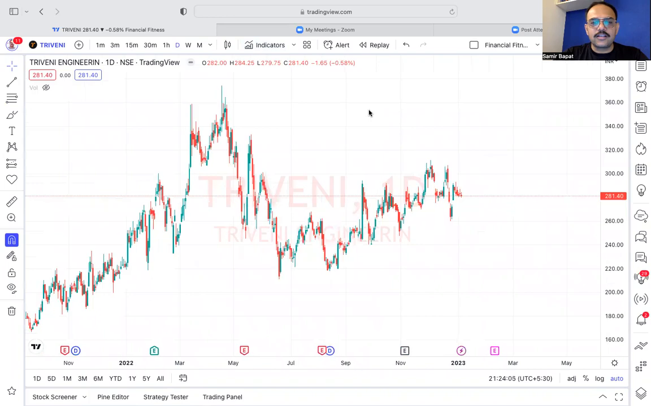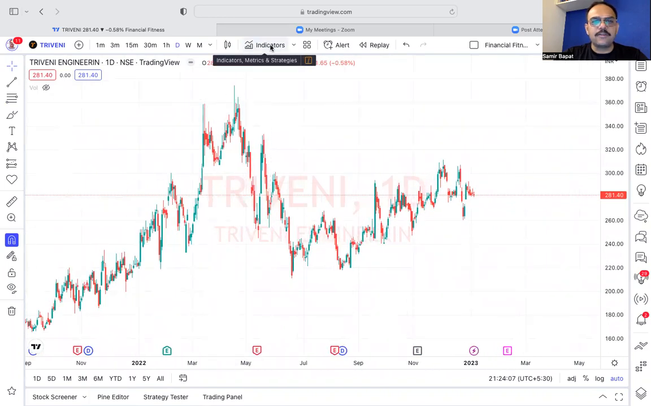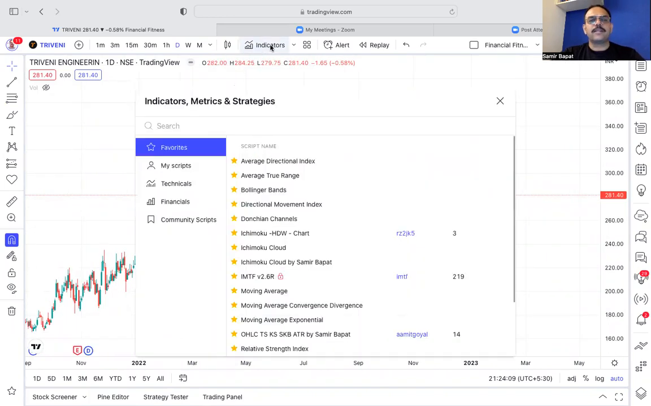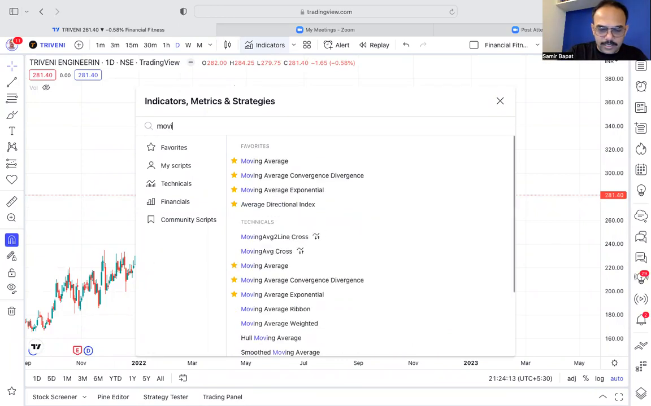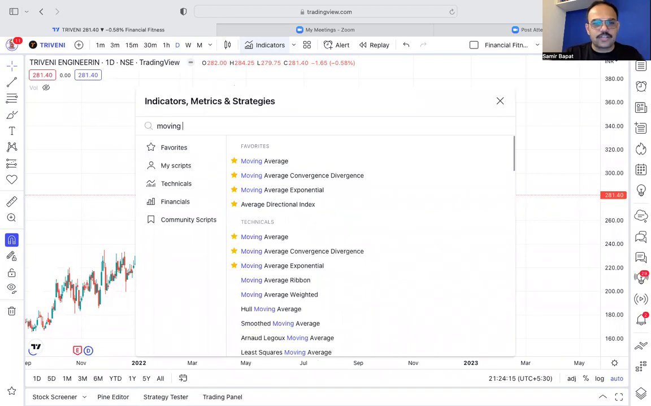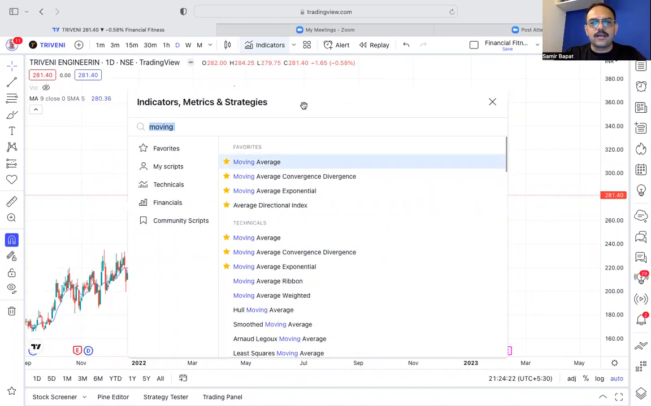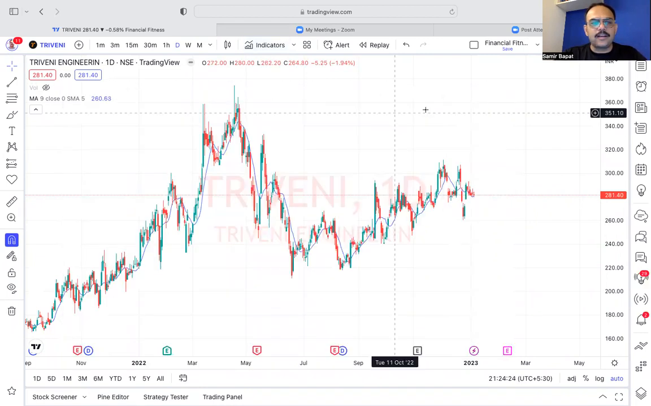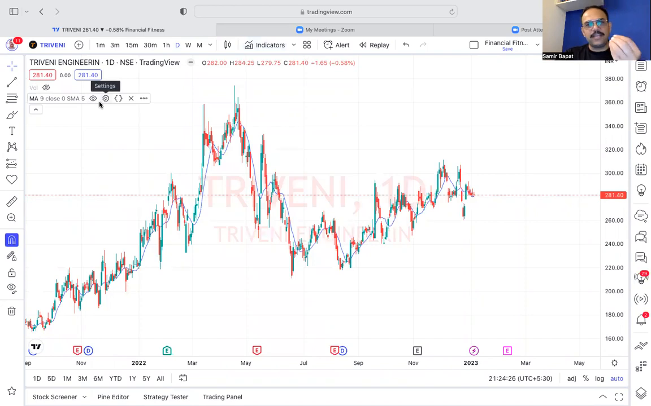Okay, so this is the candlestick chart. Let me go to the indicator. Press the indicator, you will get this beautiful screen. Type moving average. Okay, so you have moving average. Click on moving average. You will have the indicator on your screen. I think the free version will allow you 3 indicators at a time, or 2. Even 2 is good enough.